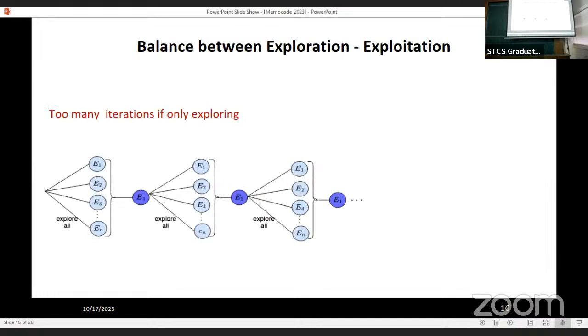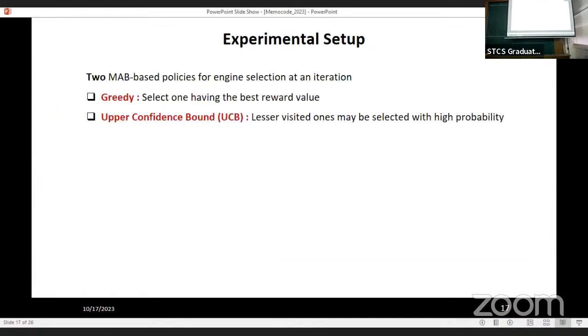Let me not go into even more depth, but on top of these reward functions, we engineered two typical MAB policies. One, of course, is the greedy choice. Whenever you are at a point where you want to hand over, which one do you choose? You greedily choose whoever is the best till that point, whoever has proven its worth, versus the UCB one. So what is UCB? UCB is the upper confidence bound.